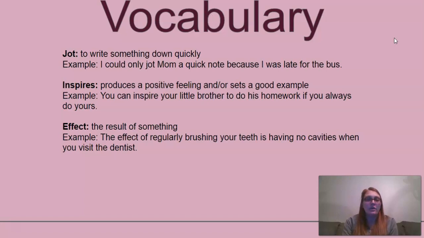Some of the vocabulary words that you'll see in the story: jot, which is to write something down quickly. I could only jot Mom a quick note because I was late for the bus. Inspires, produces a positive feeling or sets a good example. You can inspire your little brother to do his homework if you always do yours. And affect, the result of something. The effect of regularly brushing your teeth is having no cavities when you visit the dentist.